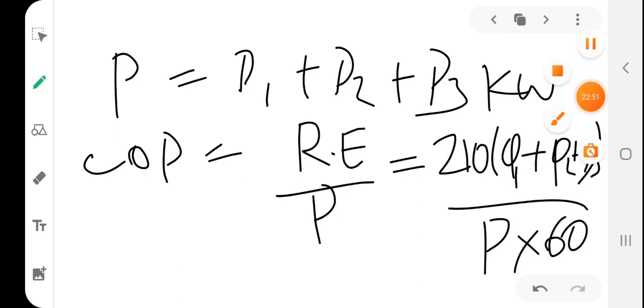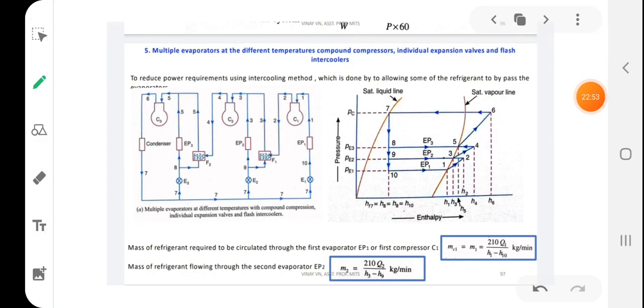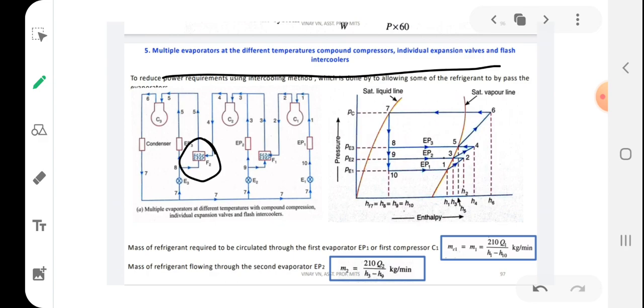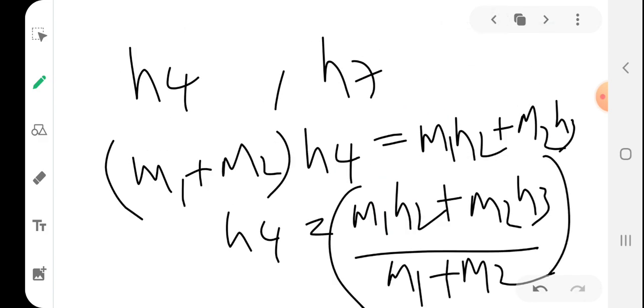So this is the fifth type: multiple evaporators at different temperatures, compound compressors, again individual expansion valve, and flash intercooler. It is slightly different from the fourth type. An extra component is added: flash intercoolers. So when flash intercoolers are added, it is different from the previous case. How?